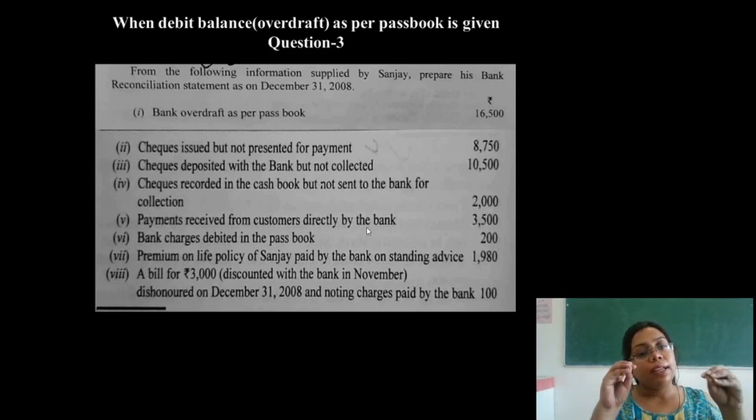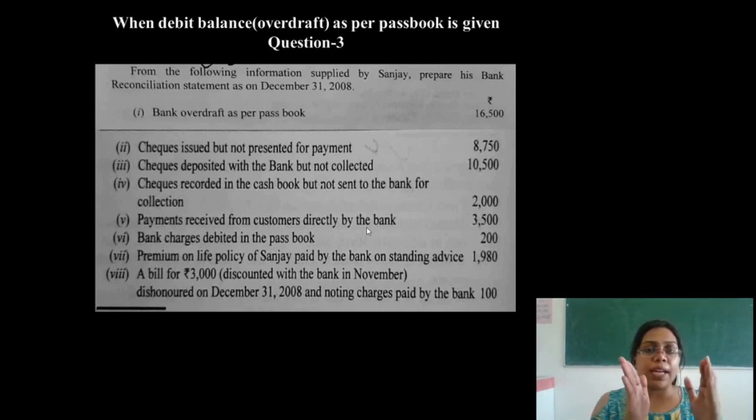Next, payment received from customers directly by the bank. If we are starting from cash book, for the payment received directly by the bank, I do not have any information about this. When I come to know, I will add this thing back to the cash book. So in this case, what will happen if we are starting from cash book?